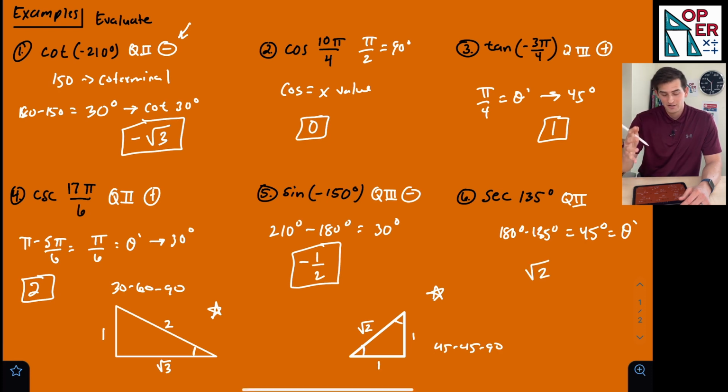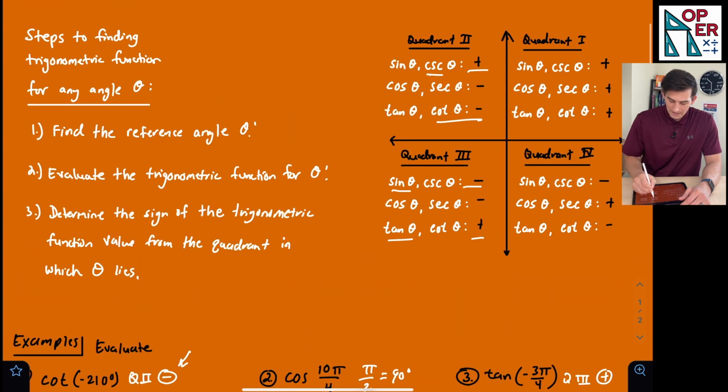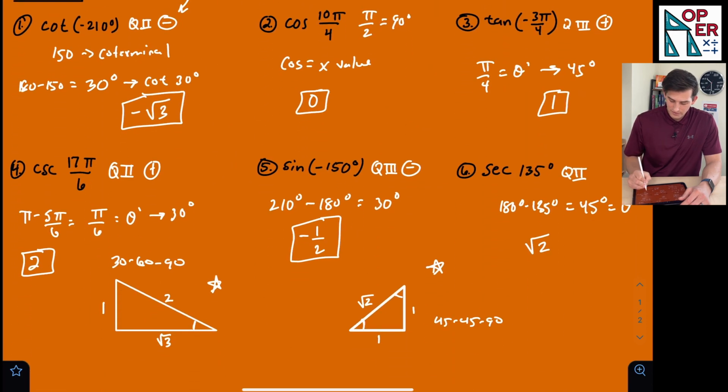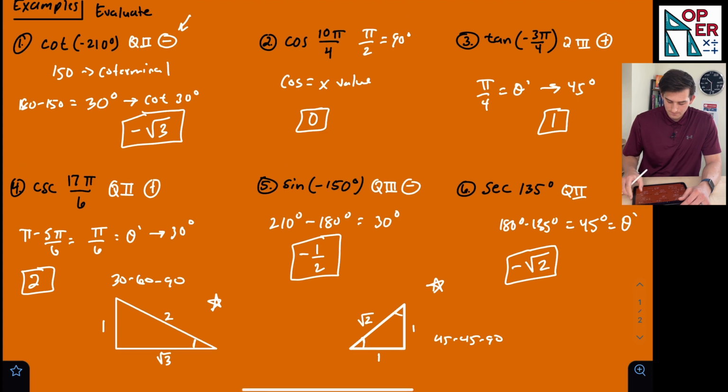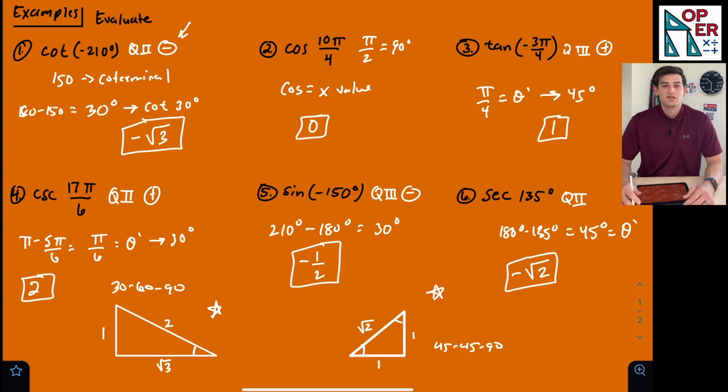And then we forgot to look at the sign of our function value. So secant in quadrant 2 should be negative. So now we go down here, and this should be negative root 2. Okay, and that's how you can evaluate some trigonometric functions.